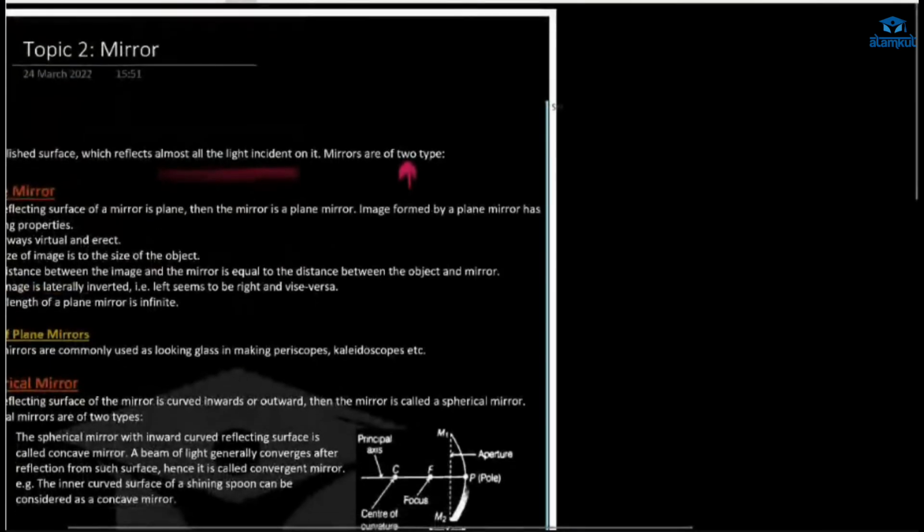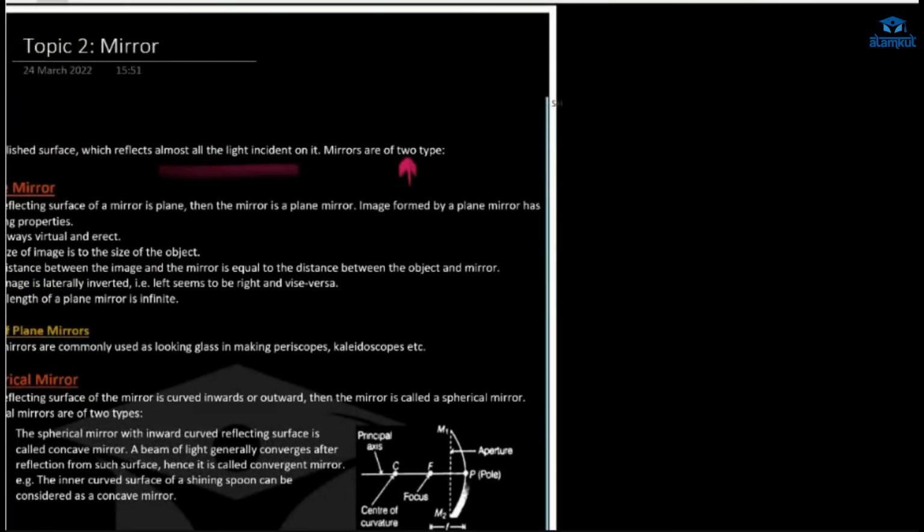When we see that the object is erect. Erect means this, and inverted means this, upside down. How can I define erect? Your head will face the head and your toe will face the toe.